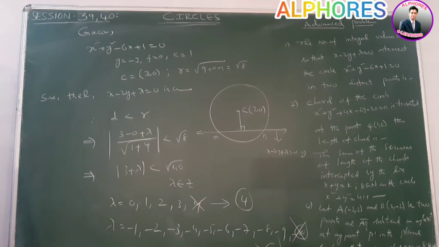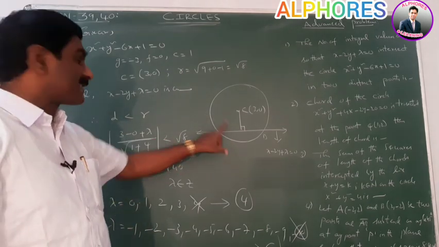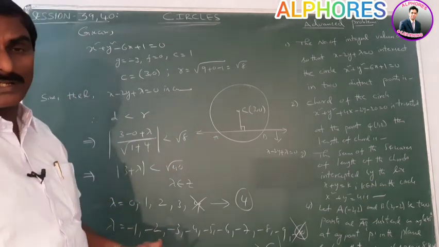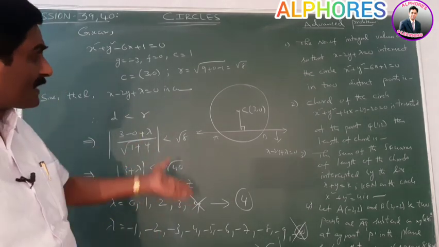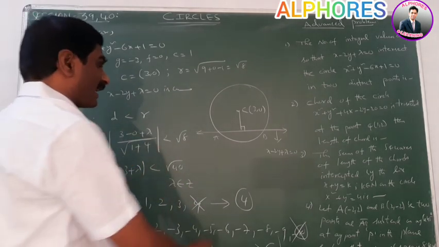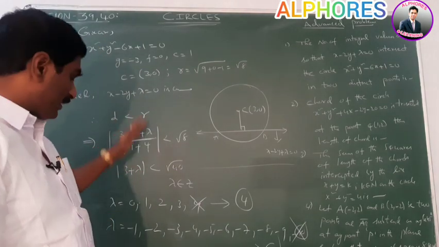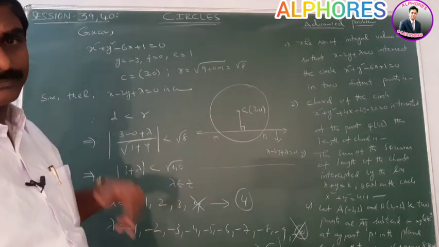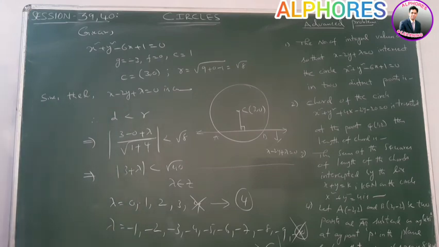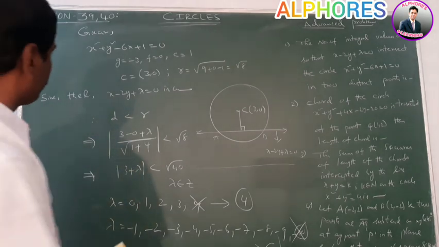In the same way, if the line touches the circle, we consider R is equal to D. Then find the possible values of lambda. Suppose this line neither touches nor intersects. What is the condition? Neither touch nor intersect. That means D is greater than R. Find the possible values of integral lambda. Okay. Next, the second one.